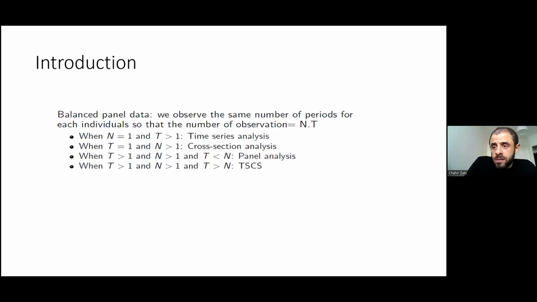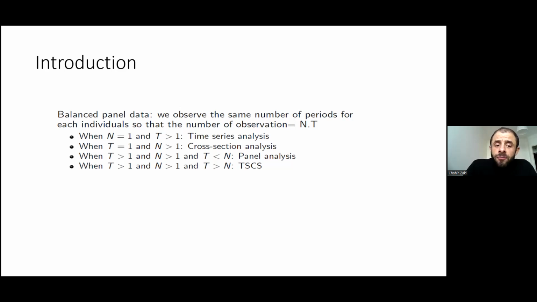This is, for instance, the case of labor force surveys, income, expenditure, and consumption surveys, and firm level surveys, because in general we are talking about at least 1,000 individuals, households, or firms. And we have 2 or 3 or even 10 rounds, which means in this case that the time dimension is lower than the individual dimension. And when it's the case, we can use the panel analysis that we're going to see today.